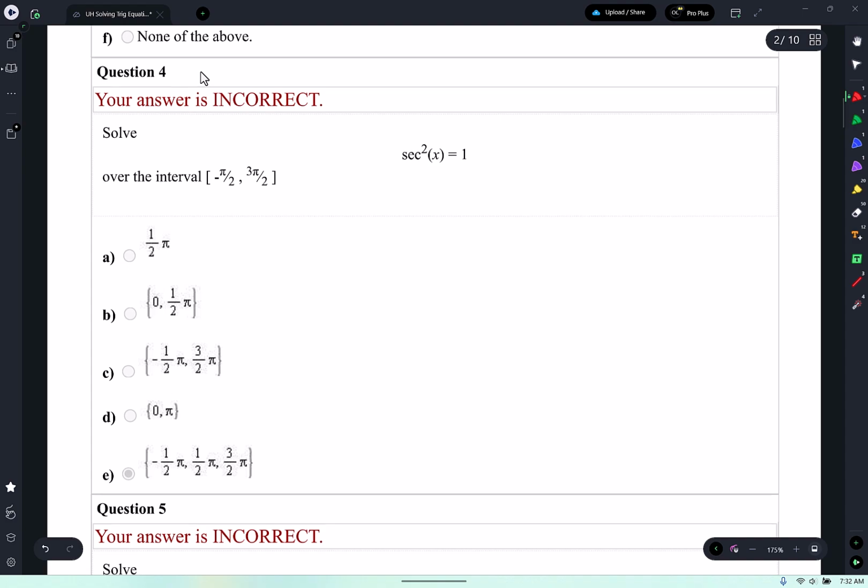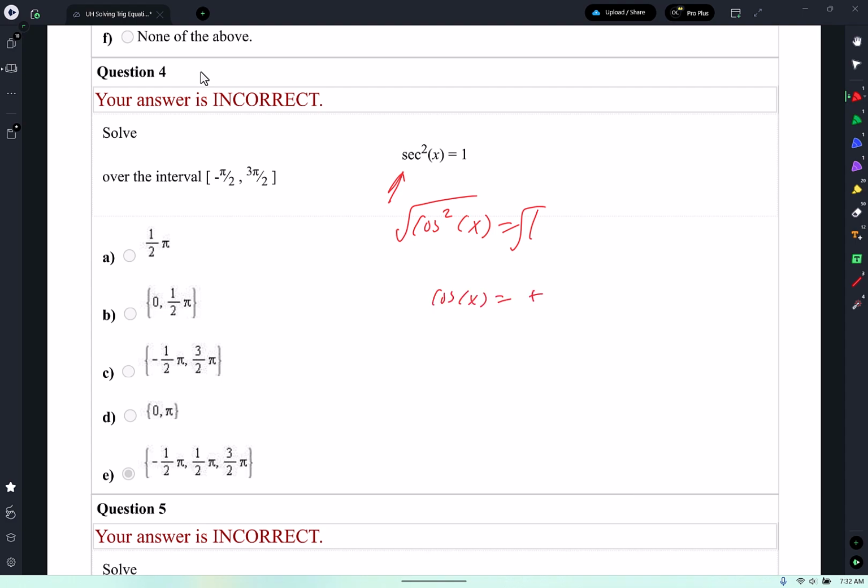So secant squared equals 1, guys. The reciprocal of secant is cosine. So the reciprocal of 1 is 1. So I would write cosine squared x equals 1. And then I don't want cosine squared, I want cosine, right? So square root, square root. You're going to have cosine x equals plus minus 1.